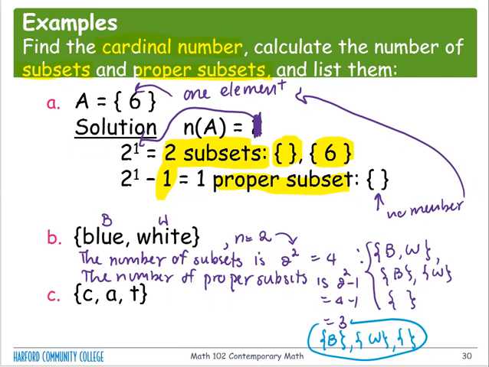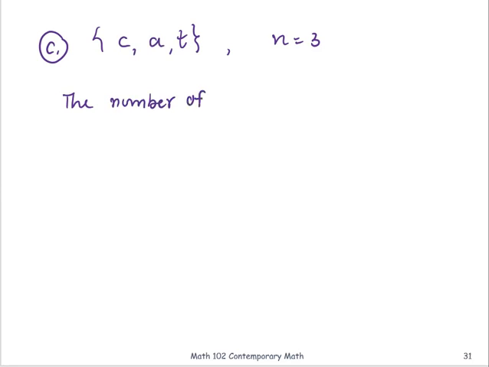So for the next one, I'm going to add another slide, which will give us more room to work on. Okay, part C is a set of the letters C, A, and T. So we know that n equals 3 because there are 3 members, or 3 elements, in there. When we compute the subsets, the number of subsets is 2 to the third power, which is 8.